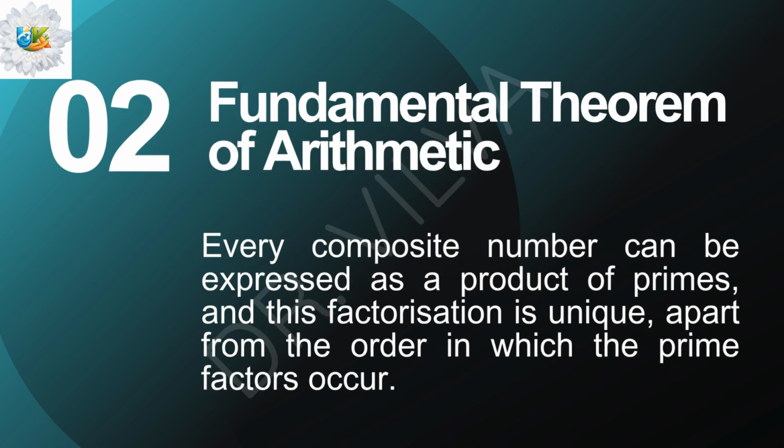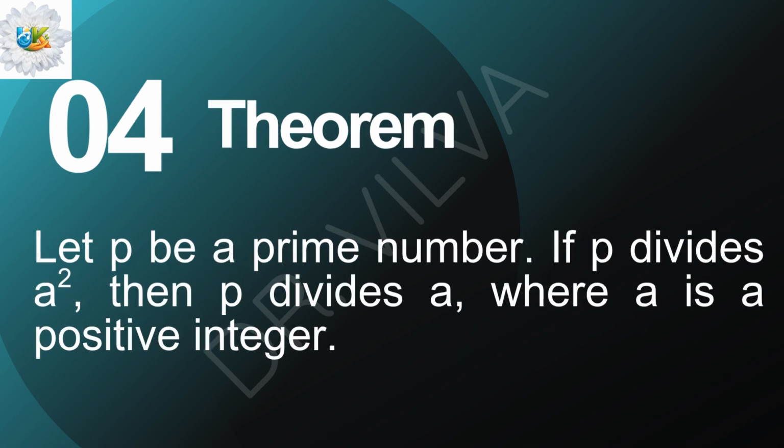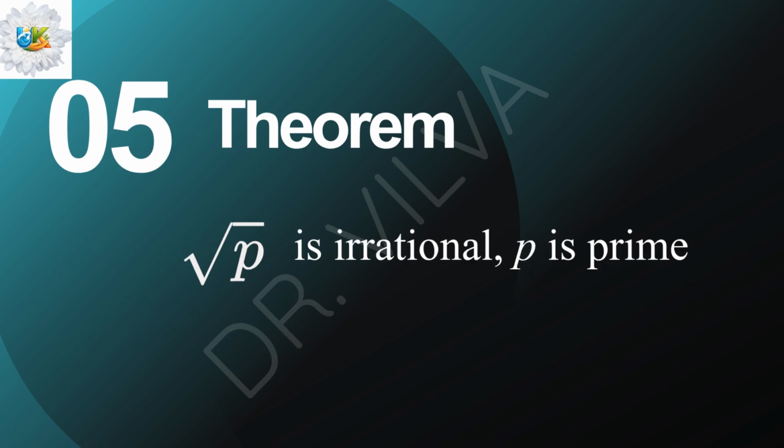Next is the fundamental theorem of arithmetic. Every composite number can be written as a product of primes. We have seen some properties. HCF of A, B times LCM of A, B is equal to product of A and B. We have studied a few theorems. If P is a prime number and if P divides A square, then P divides A. Root P is irrational, where P is any prime number.